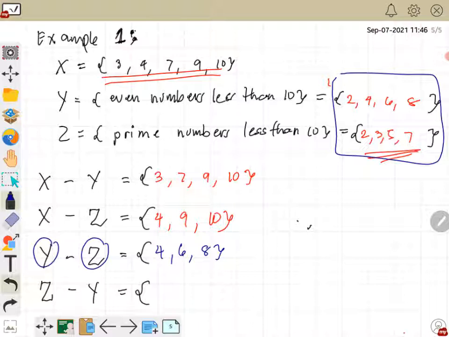How about Z minus Y? Okay, when you say Z minus Y, what are those elements in Z that we can't find in Y? 3, you can find it in Z but not in Y. 5, you can find it in Z but not in Y. 7, you can find it in Z but not in Y. So that's how we find the elements of difference of two sets. So we will discuss part 2 of this lesson in the next video.